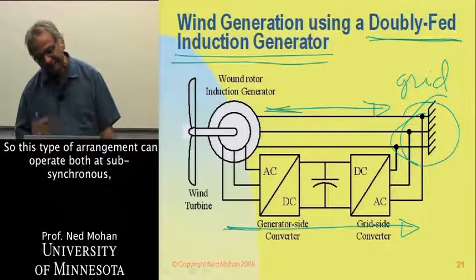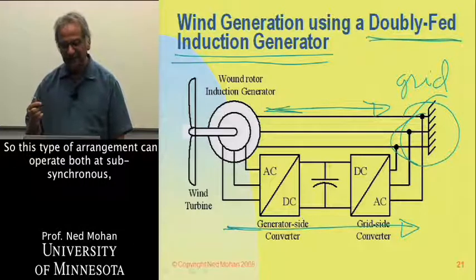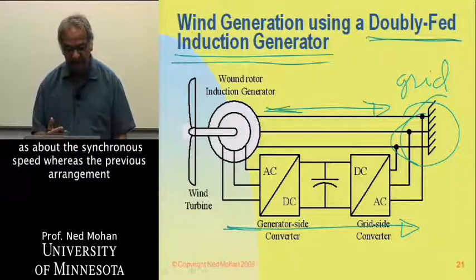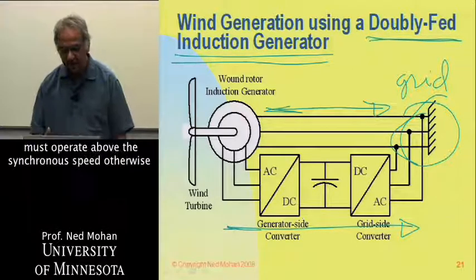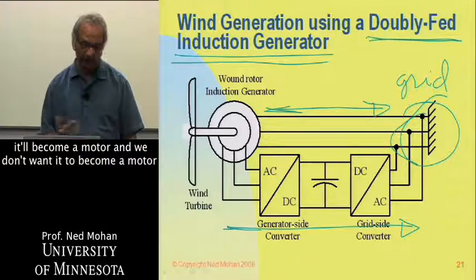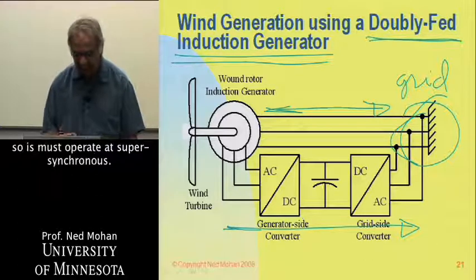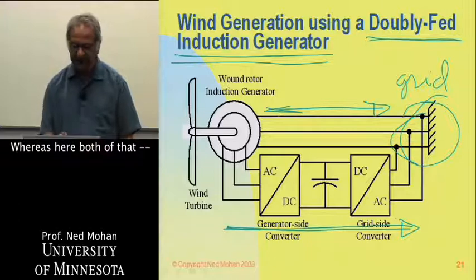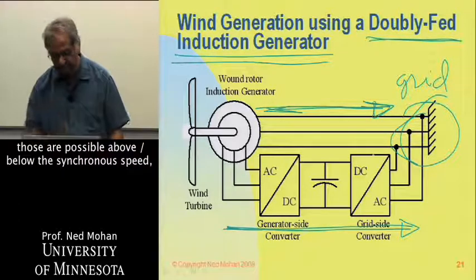This type of arrangement can operate both at subsynchronous, that is below the synchronous speed, as well as above the synchronous speed, whereas the previous arrangement must operate above the synchronous speed. Otherwise, it will become a motor. And we don't want it to become a motor, because then it will turn into a fan. So it must operate at supersynchronous. Whereas here, both of those are possible, above or below the synchronous speed.